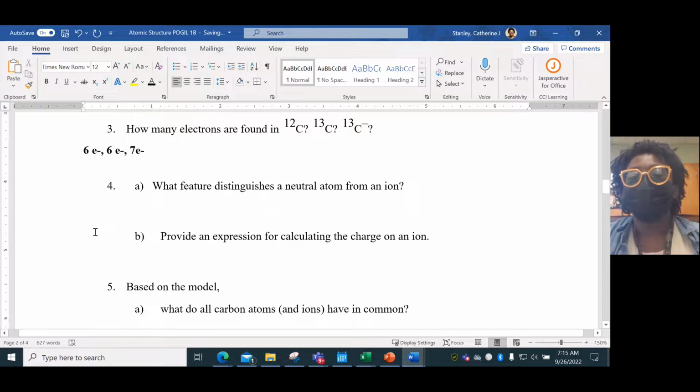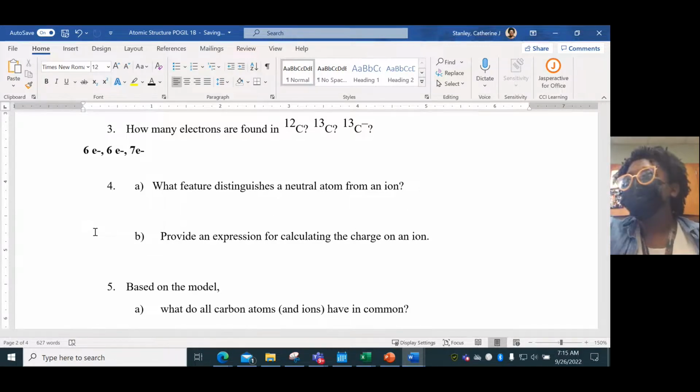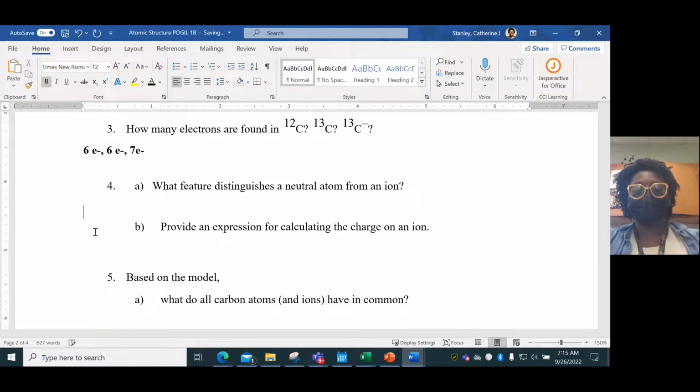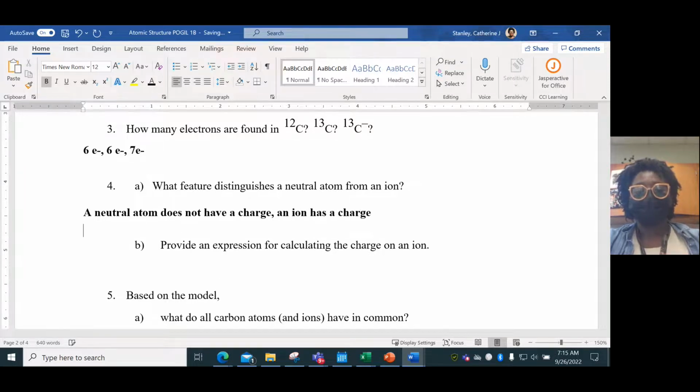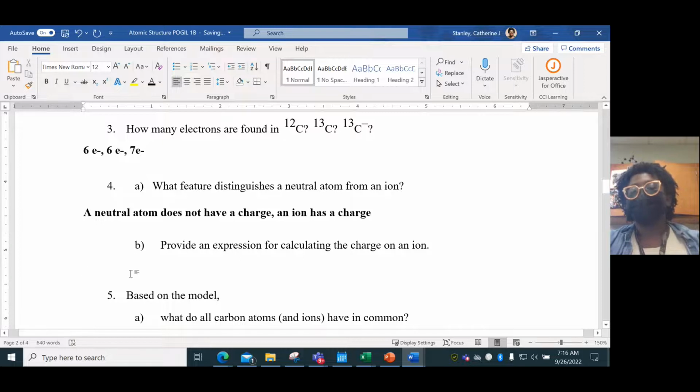What feature distinguishes a neutral atom from an ion? Good job. A charge. So being more specific, because we are scientifically writing, a neutral atom does not have a charge. An ion has a charge. Provide an expression for calculating charge of an ion. I want to see what you came up with.